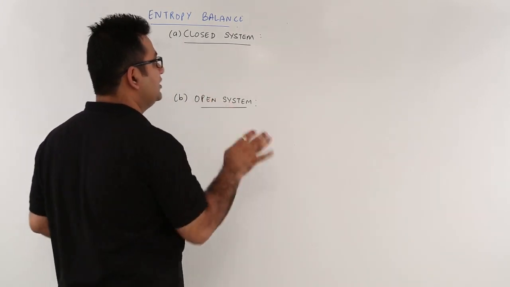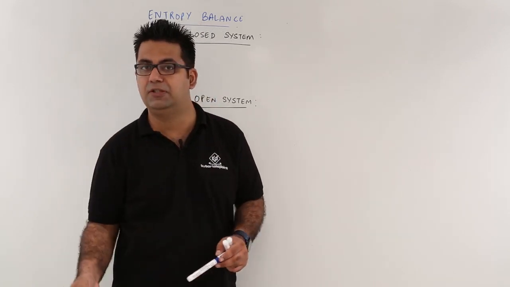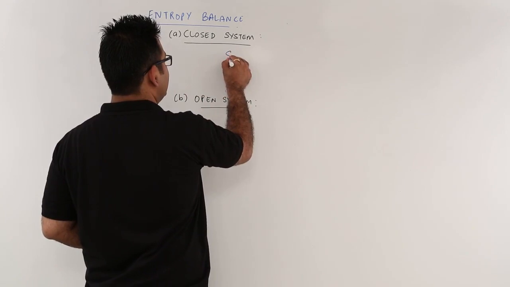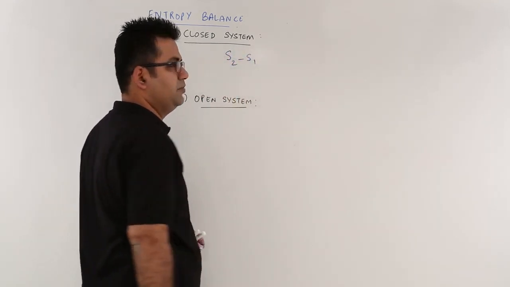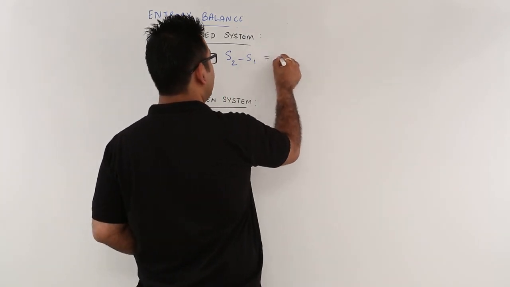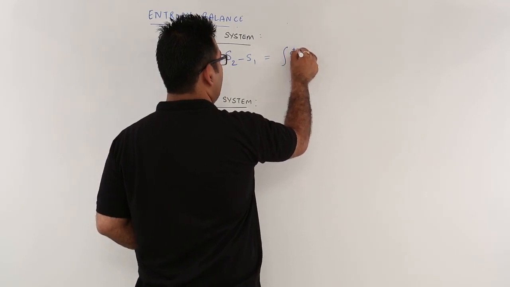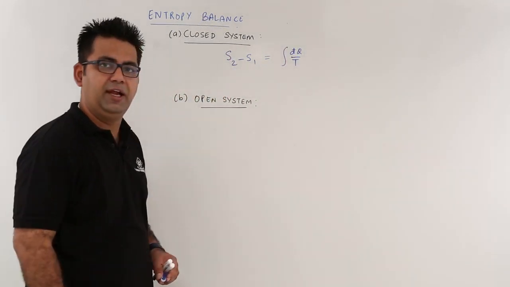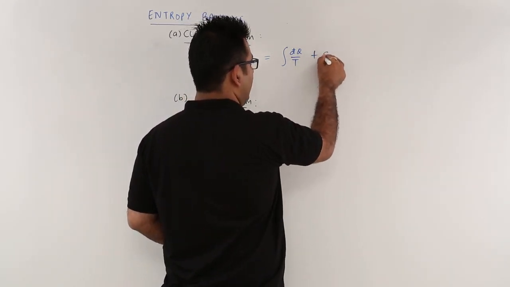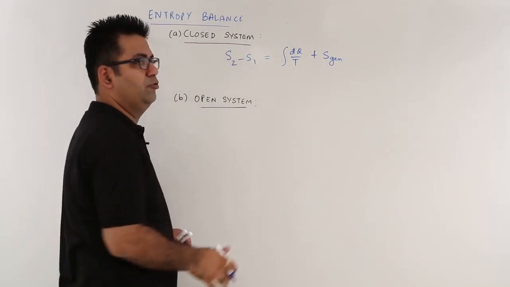Now, in a closed system, there is no mass transfer to and from the system. There is no mass inflow and no mass outflow. So the entropy change is equal to S2 minus S1, that is the entropy change in the closed system process. This is equal to the entropy transfer due to the heat transfer across the boundary, plus whatever entropy generation is there within the system. So this is all that you have to remember.